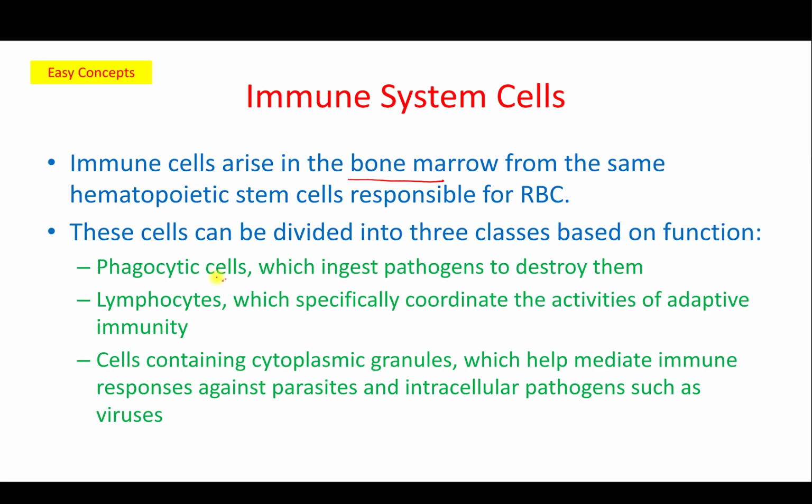So those cells of the immune system, those are the phagocytotic cells like neutrophils, macrophages, lymphocytes, the T cells and B cells, and then we have the cells containing cytoplasmic granules, the granulocytes like the neutrophils, the one that would deal with the parasites, right? We will have the monocytes. All of those are also cells of the immune system.